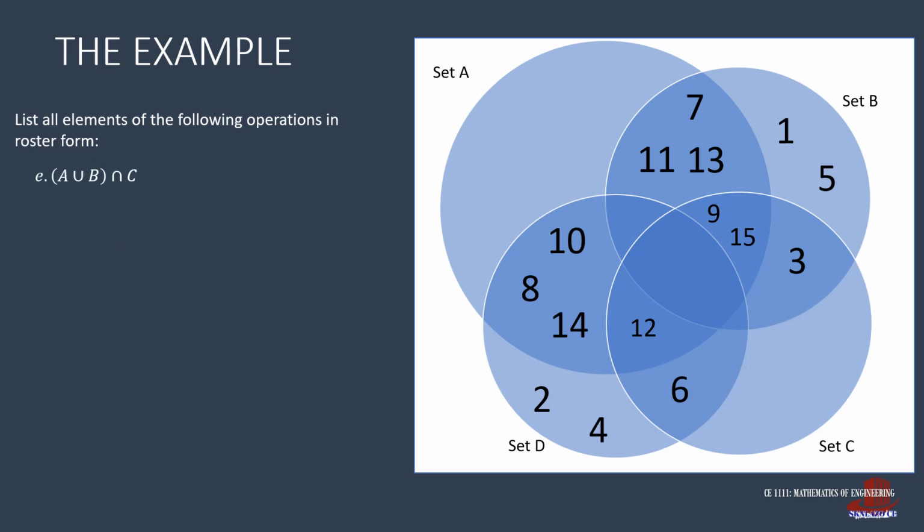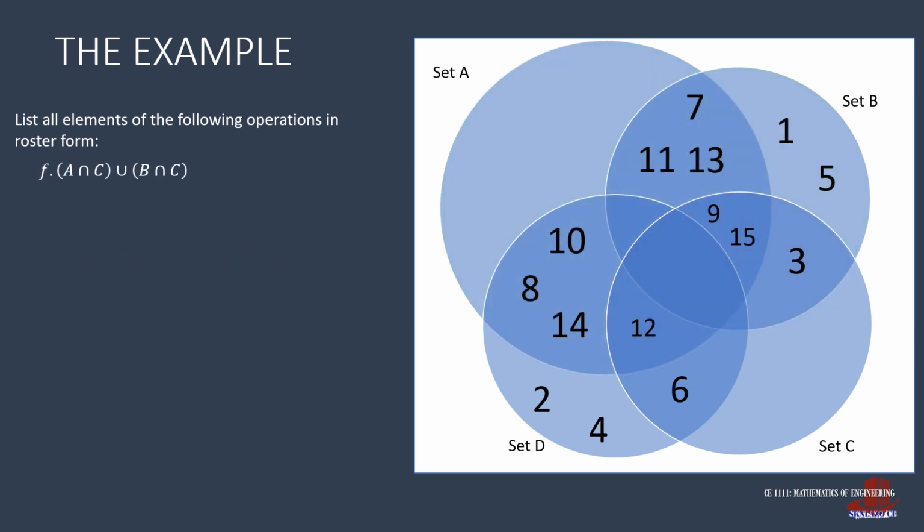The requirement is to take the intersection of the union of sets A and B with C. Following the order of operations, take the union of A and B first, then observe its intersection with set C. That would give the elements 3, 9, 12, and 15.